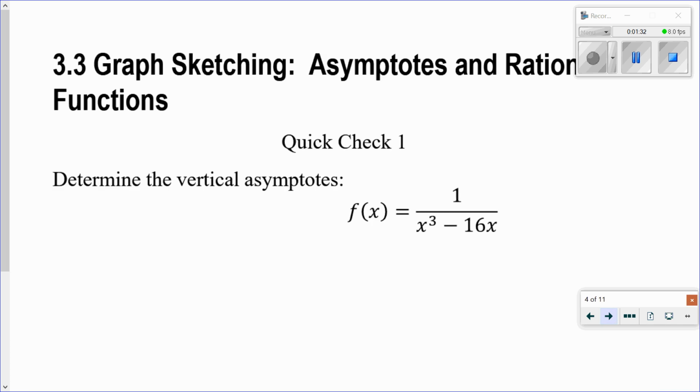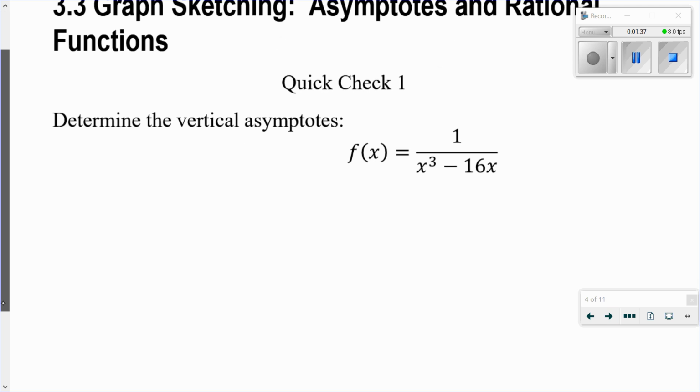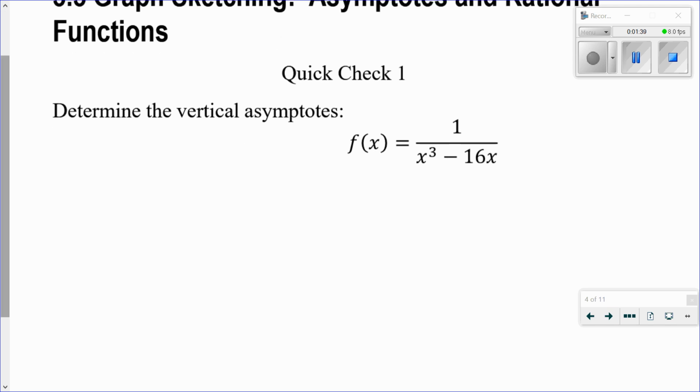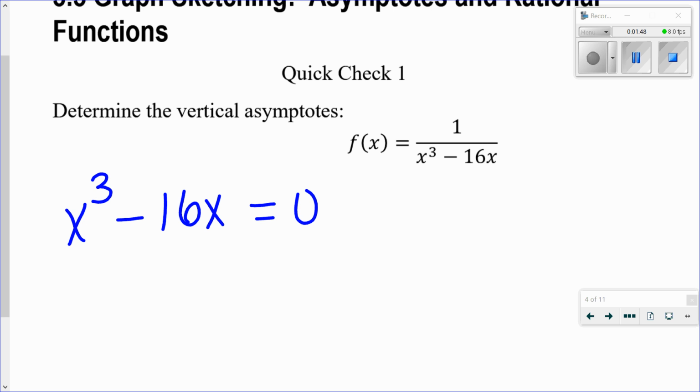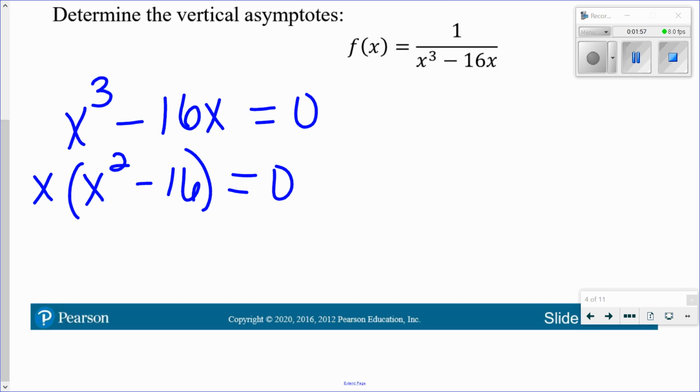Let's go ahead and look here at an example of a vertical asymptote. So let's find this vertical asymptote. So we're going to set the denominator only equal to 0, set x cubed minus 16x equal to 0. We can factor an x out of both of those terms, so we have x times x squared minus 16 equals 0. Now, let's keep factoring. So we have x times, and this part factors to x minus 4, x plus 4.